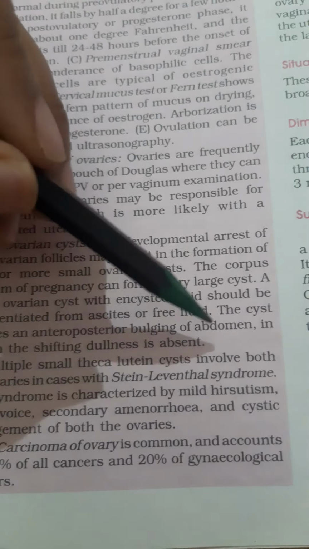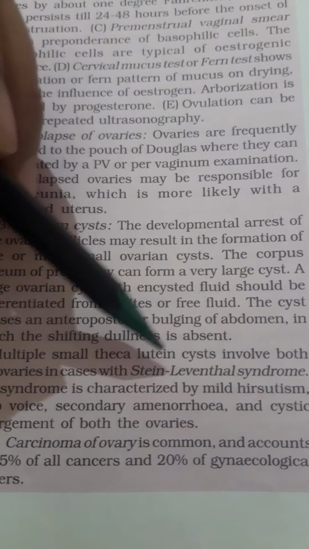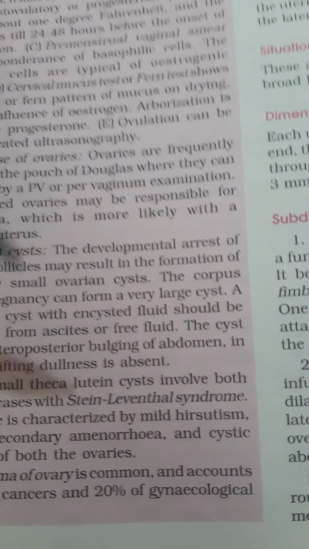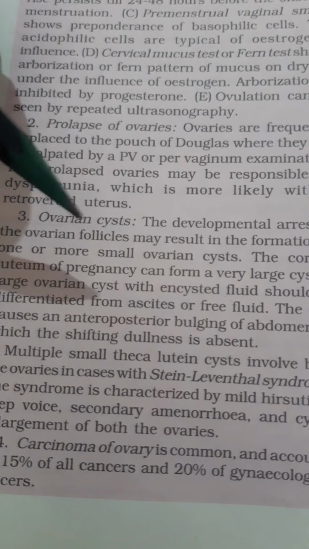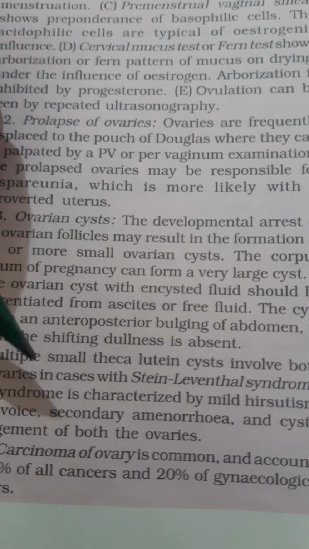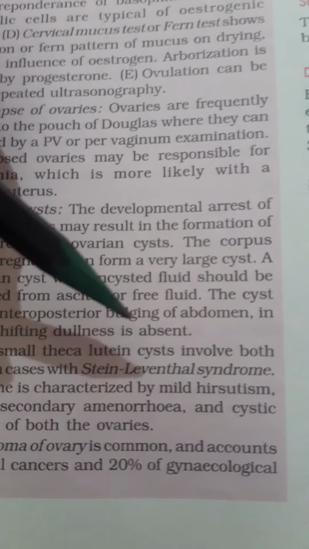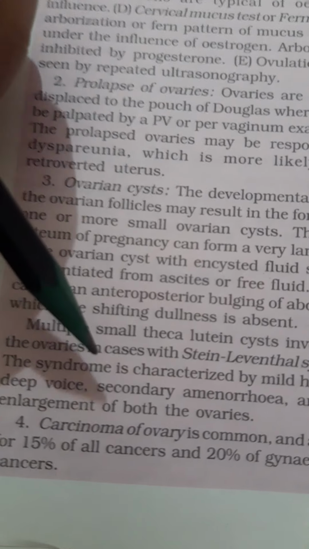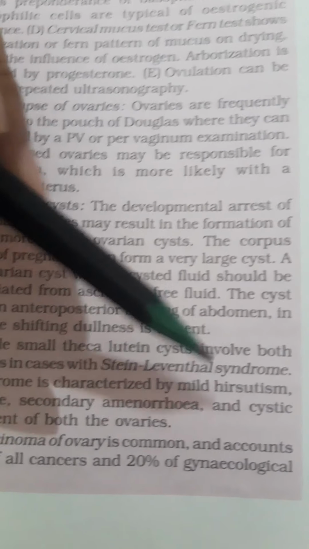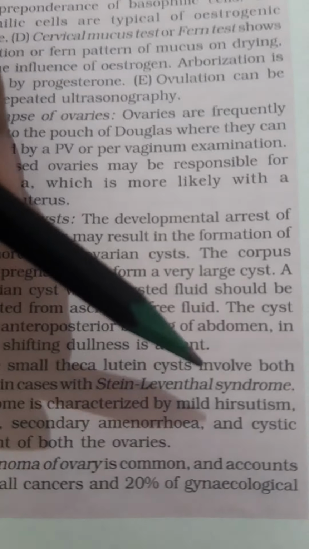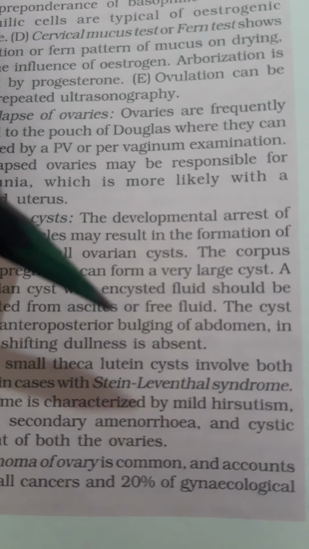Multiple small theca lutein cysts involving both the ovaries is called Stein-Leventhal syndrome. It is also known as polycystic ovarian disease, in which, because of the developmental arrest of the ovarian follicles, cysts form in both ovaries. This syndrome is characterized by mild hirsutism, that is, hair can grow on the face and chest areas, deep voice, secondary amenorrhea, and cystic enlargement of both the ovaries. Amenorrhea can occur, that is, menstruation can stop completely.